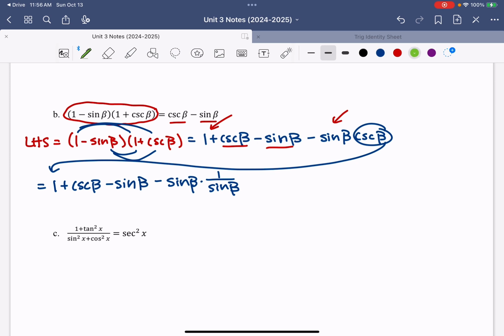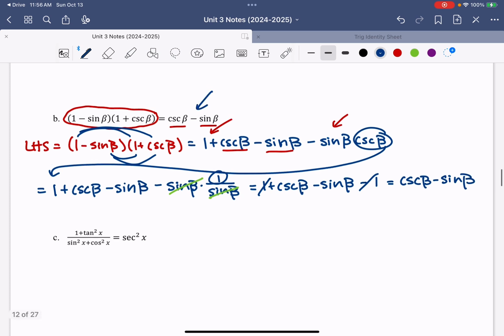Okay, I see that those two terms are going to reduce down to 1. So I'll have a 1 plus cosecant beta minus sine beta minus, all we're left over with is 1. And then I have a positive 1 and a negative 1, so those will add to 0. And so I'm left with a cosecant beta minus sine beta, which is exactly what we wanted. That was equal to our right-hand side.